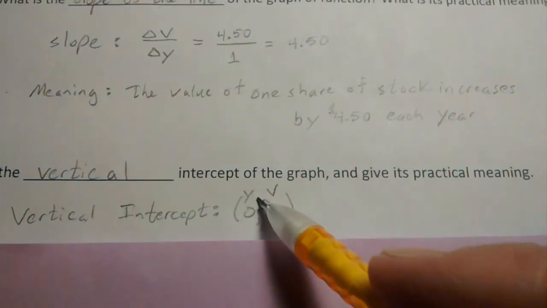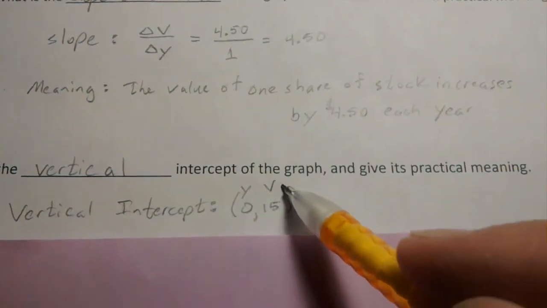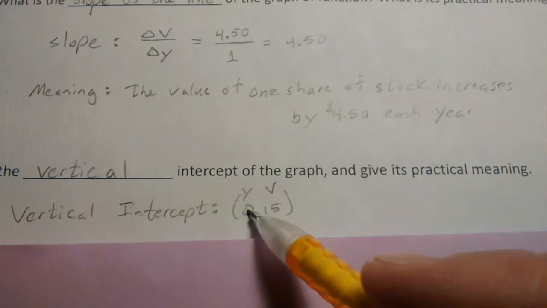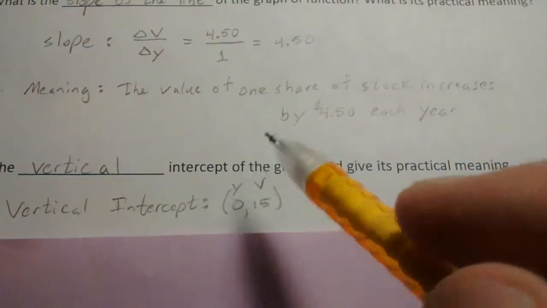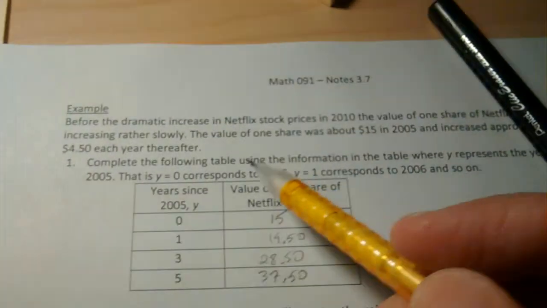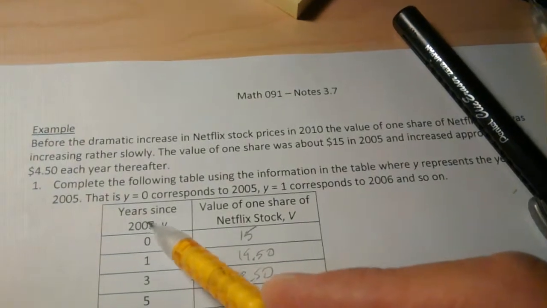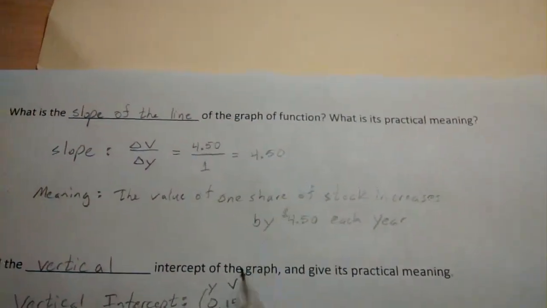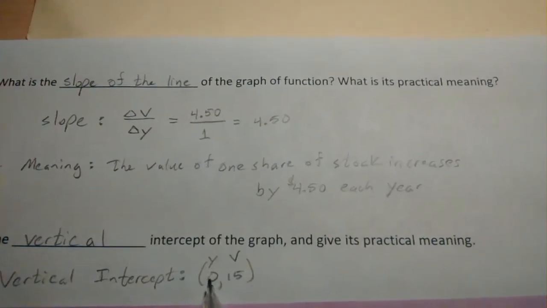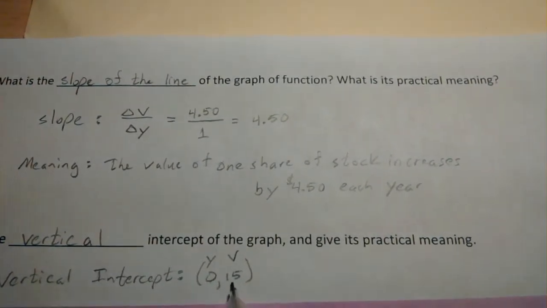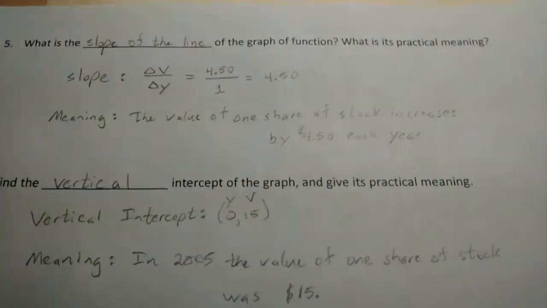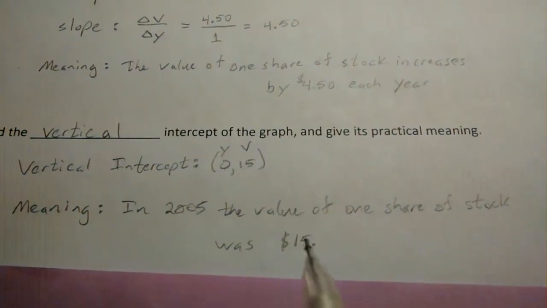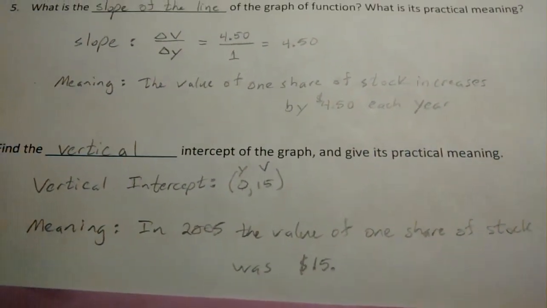Well, this is the years since 05. This is the value of 1 share of stock. So what does that 0 mean in terms of years since 05? Well, that means, like it did on the table, y equals 0 corresponds to 2005. And so you should say, in 2005, the value of 1 share of stock was $15. So hopefully you have something written like that on your sheet.